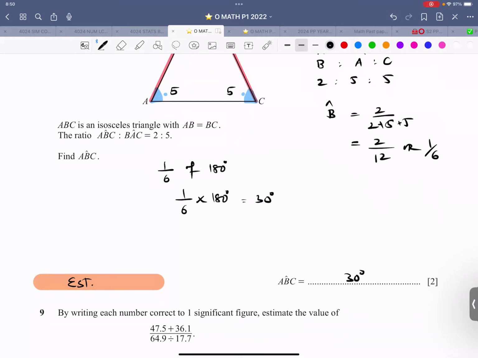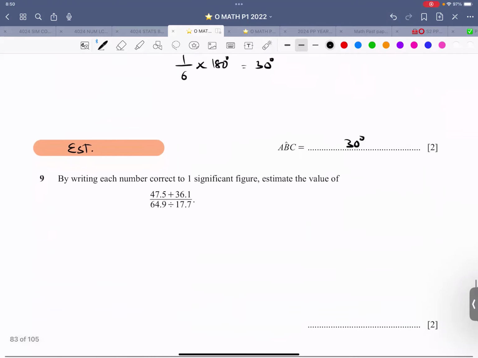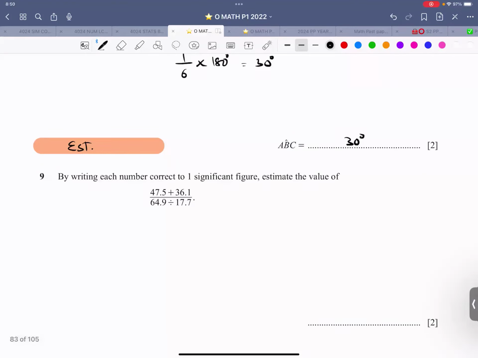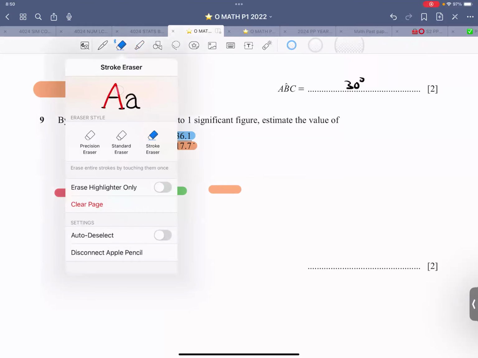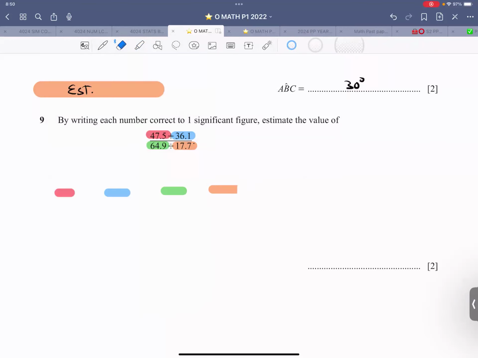Let's move on. Question number 9. It says by writing each number correct to one significant figure. There are 4 numbers that we see: 47.5, 36.1, 64.9, and 17.7. So we have to write each number correct to one significant figure.